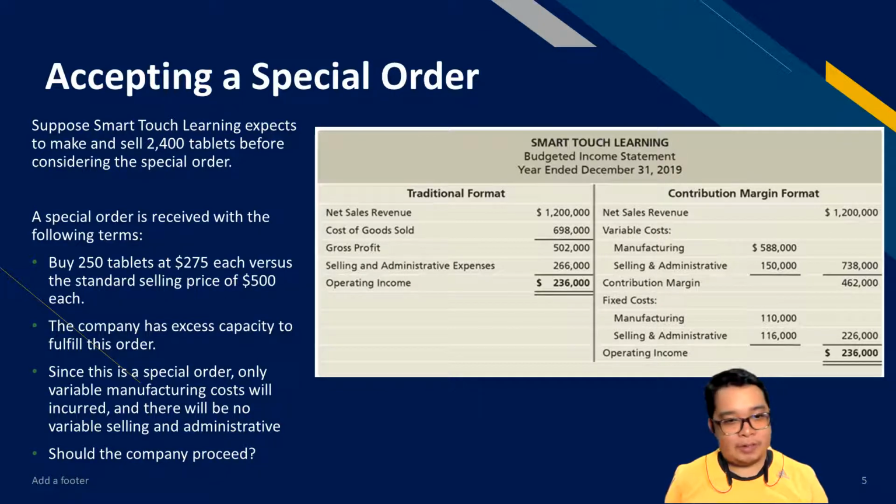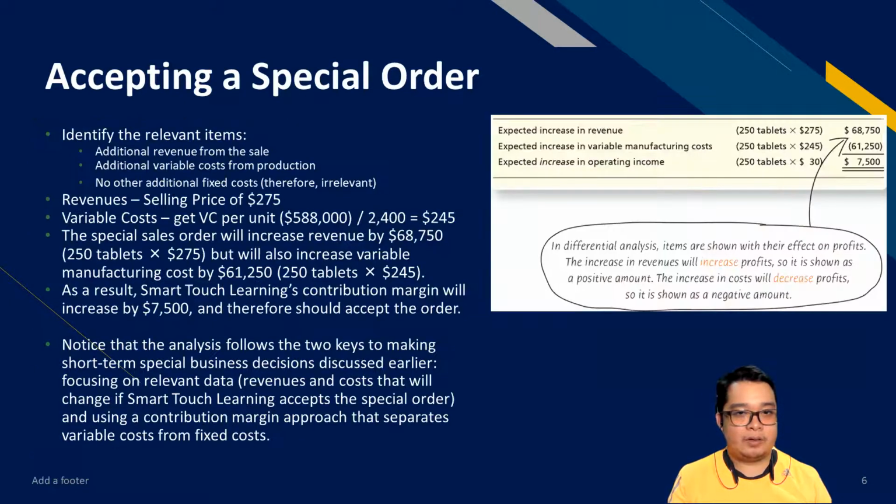Now the question is, based on the P&L impact, should the company proceed with this order? Let's look at it step by step. We need to identify what the relevant items are here.